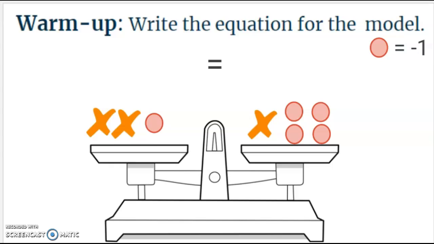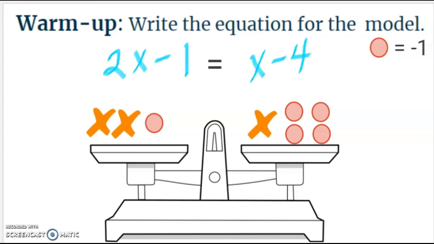Okay, slide 1 is a warm-up slide. If you notice, the pink dots or red dots, whatever color you see, represent -1. So take that into consideration before you write the equation. Remember, when you have a model or a picture, all we're doing is writing the equation based off of the picture we have. So go ahead and give it a try. Press pause on the video, try to write the equation, and then you can press play to check your answer.